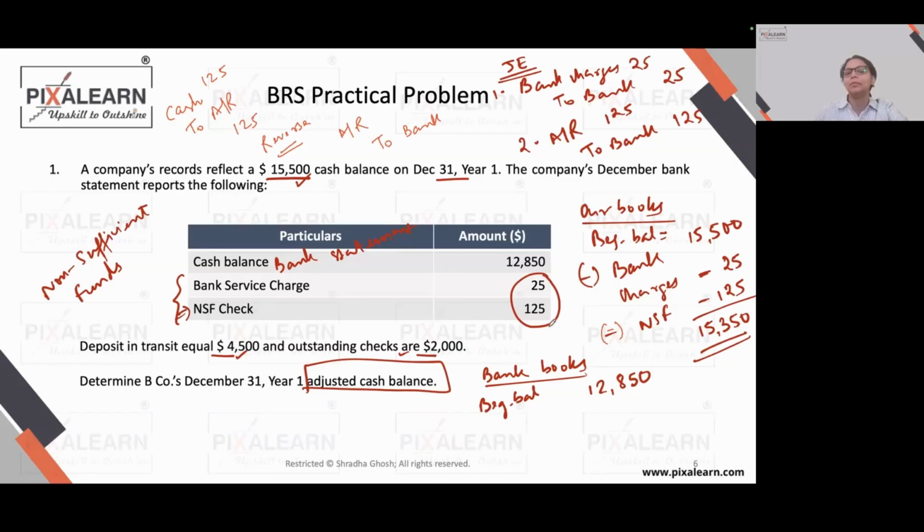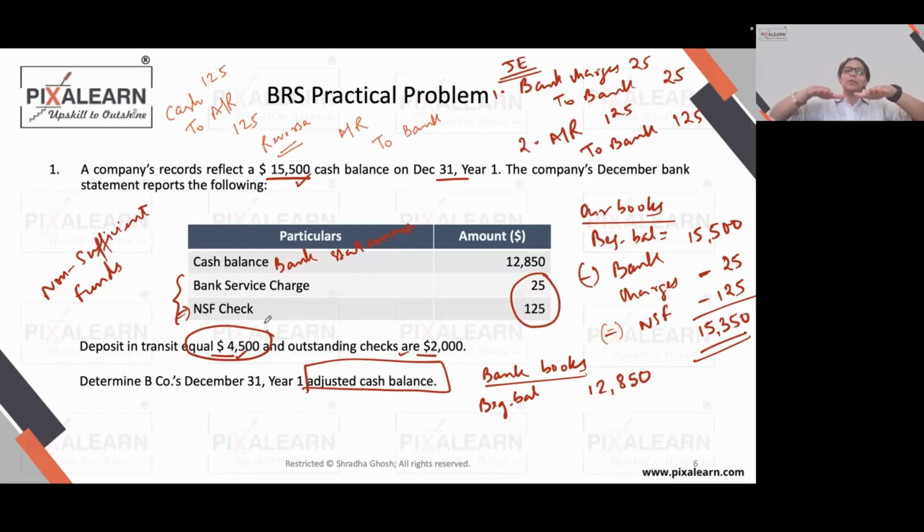Just 1 second, Shikha. Let me complete this. So what is this? This is deposit in transit. So I know when I was a student, I used to do bank reconciliation like this. I somehow always feel this works for me. So this is bank balance. This is cash balance. Okay.